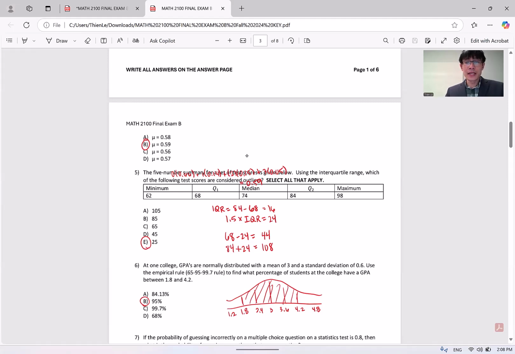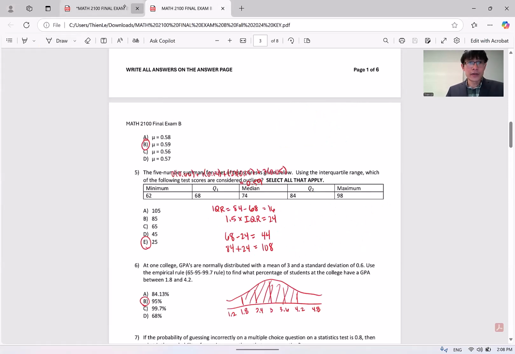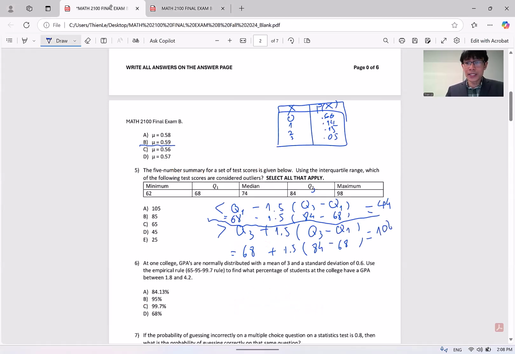If you plug into your calculator, the lower bound is 44 and the upper bound for the cutoff is 108. So if you have a data point either bigger than 108 or less than 44, it is an outlier. 105 does not satisfy either condition, 85 not, 65 not, 45 not. So here you have only E, which is 25. This way you have one outlier, and it belongs to the low cutoff region.